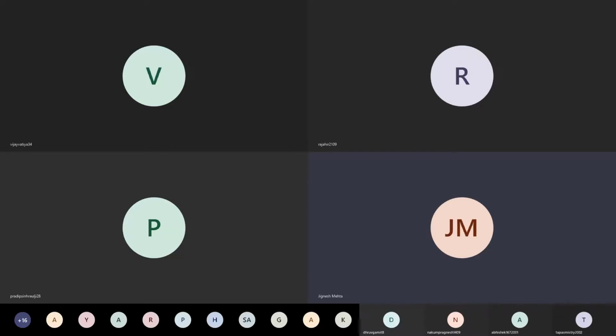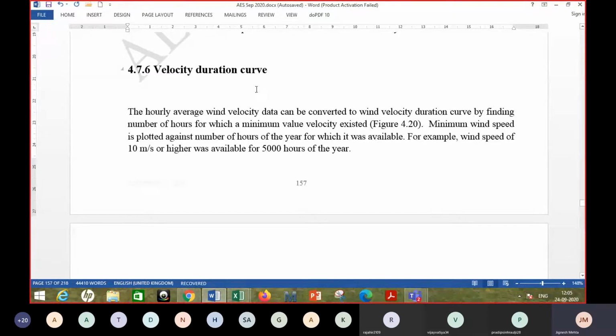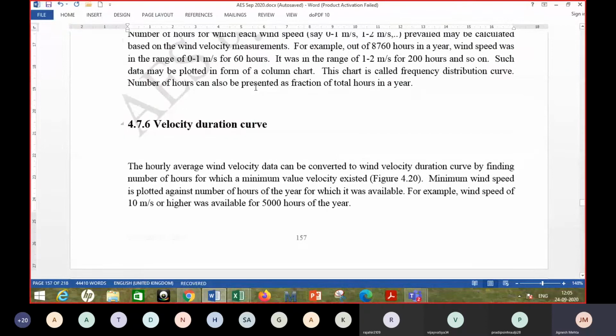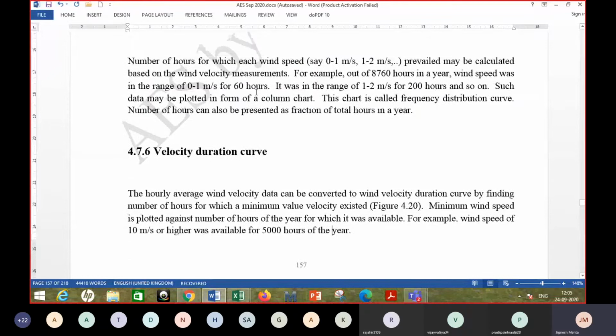So we have been talking about the various tools using which the data measured for the wind velocity and direction can be presented, and it should be presented in a way that it gives you some important information or develops some insight into the data, which helps you to particularly take a decision whether a particular site is a good place to put up the wind turbine or not.